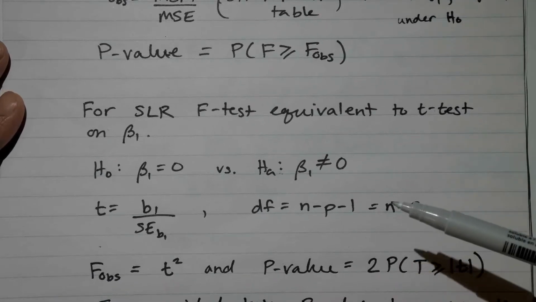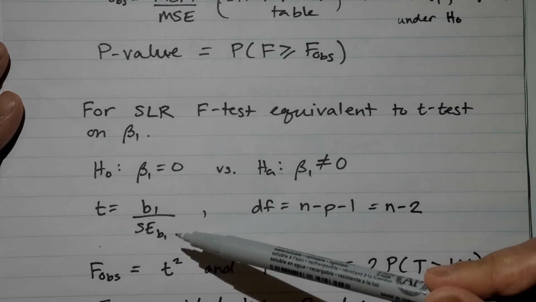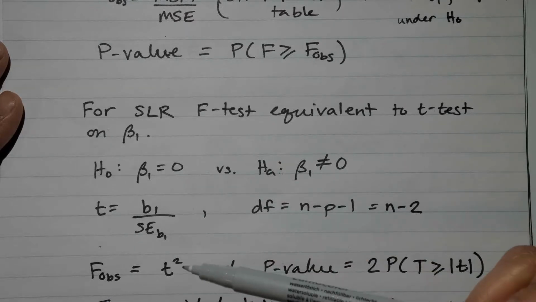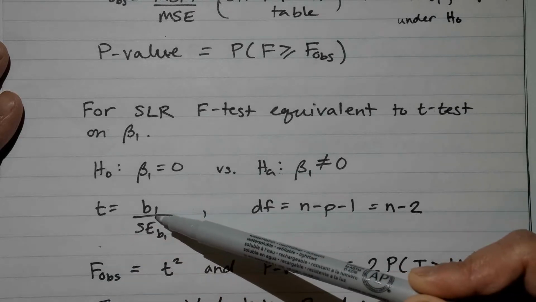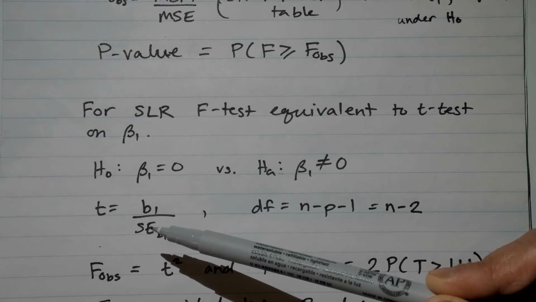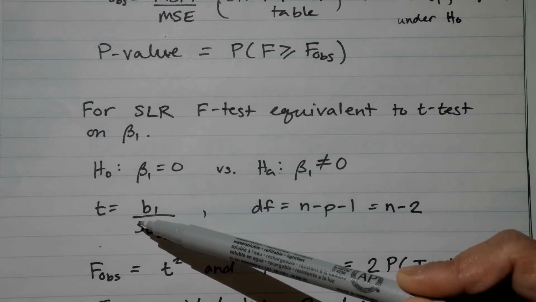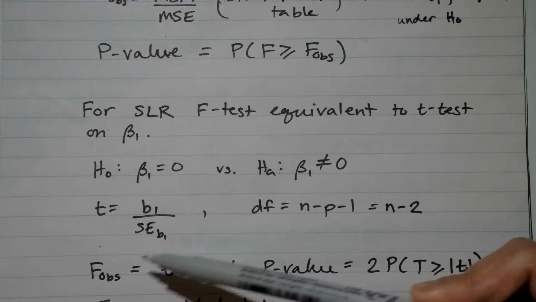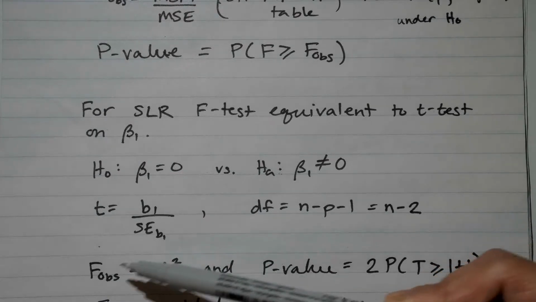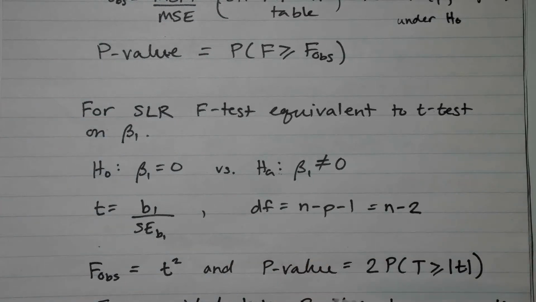So here's the relationship between this test statistic and the F observed. It's that the F observed is equal to the square of this test statistic. So if you numerically calculated this t from your data and you calculated the F observed from your ANOVA table, you should find that this relationship holds. And now our p-value is 2 times the probability that t is greater than or equal to the absolute value of our test statistic.